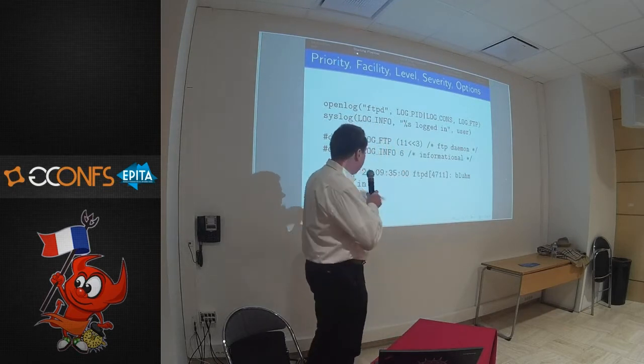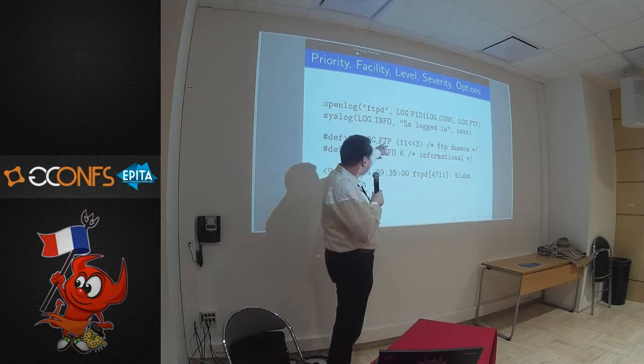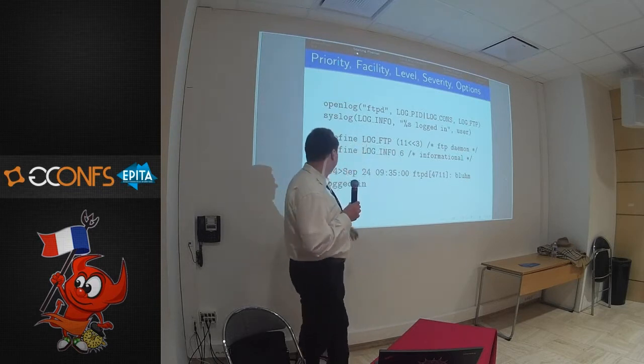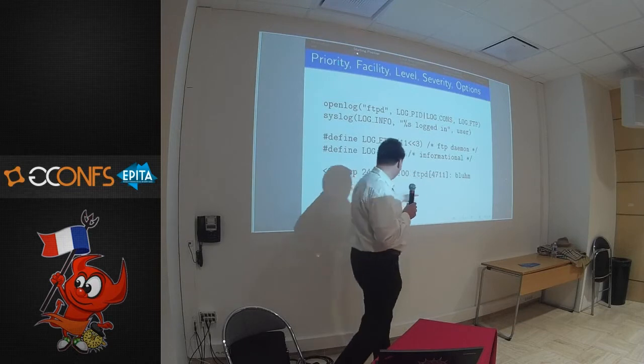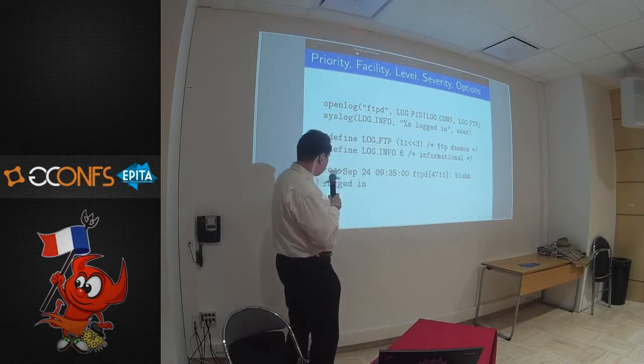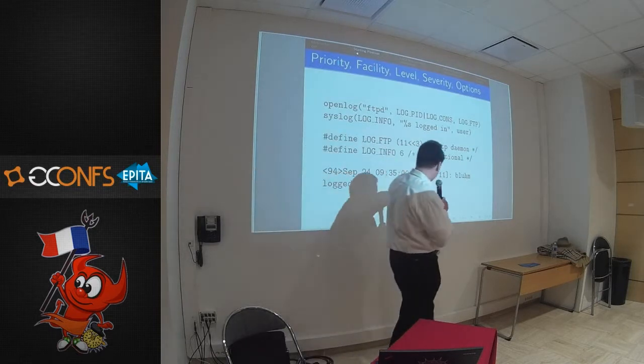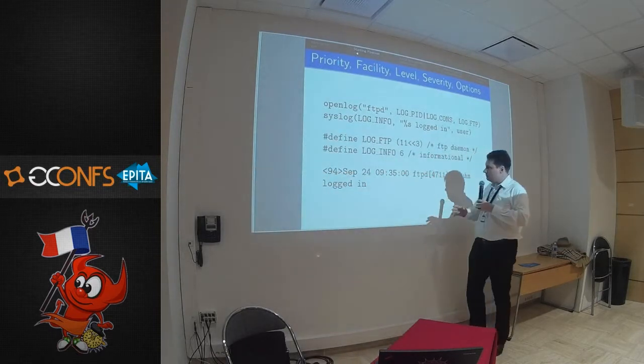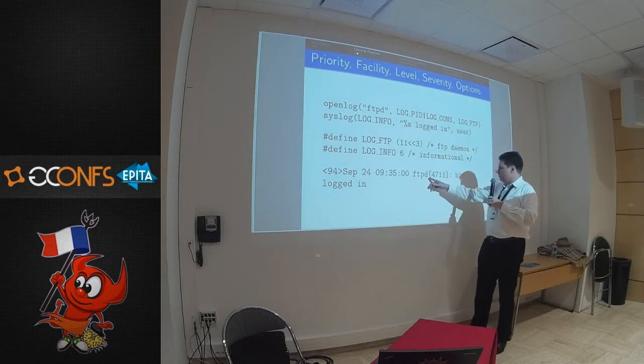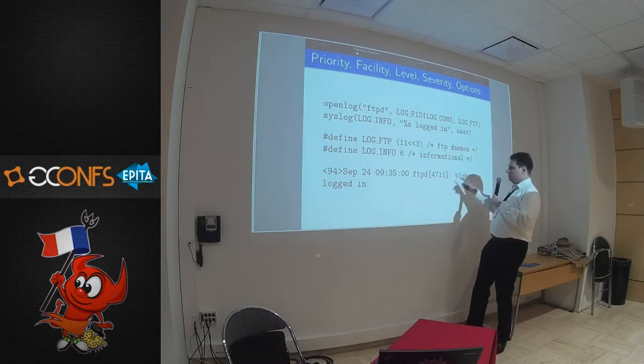So those are our numbers, and the facility and the severity, they are ORed together, and then they're called priority. And the libc generates such a string. So this one is in decimal notation, those two ORed together. Then you have the timestamp, that's the classical BSD timestamp. Then the program name, the PID, and the message.